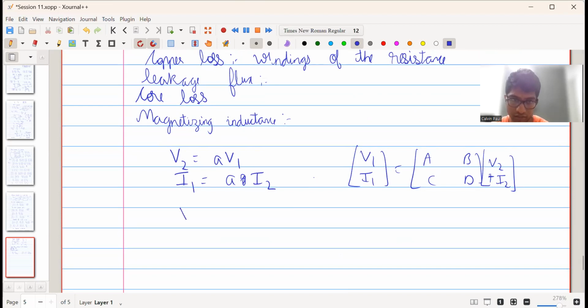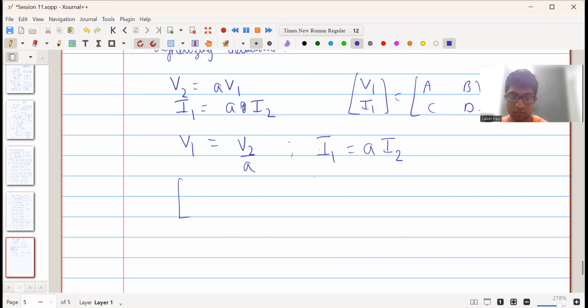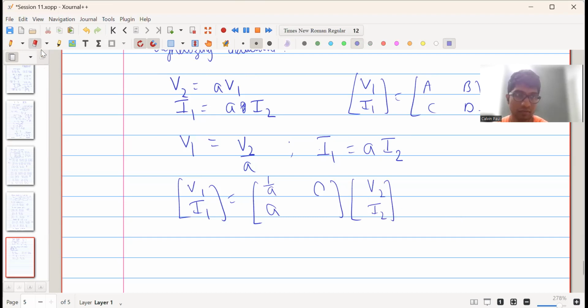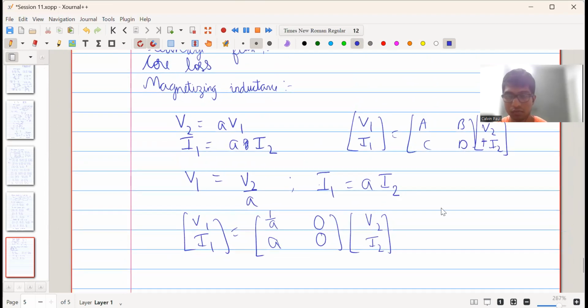So what do we write this as? V1 we write as V2 upon A and I1 is equal to A into I2. Then we can represent this in terms of ABCD parameters: [V1, I1] is equal to [1/A, 0; 0, A] into [V2, I2]. So thus we have found the ABCD parameters.